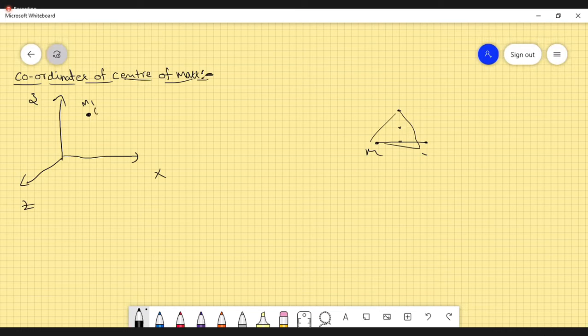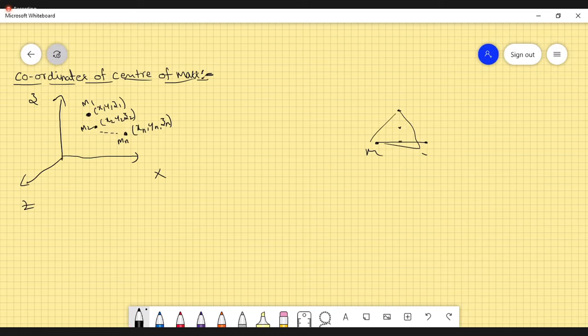Let us consider a particle with mass m1 and coordinates x1, y1, z1. The second one has mass m2 and coordinates x2, y2, z2. Like this, I will consider n particles. The nth particle has mass mn, and its coordinates are xn, yn, zn. So a system of particles is considered, with each particle's mass and coordinates represented.